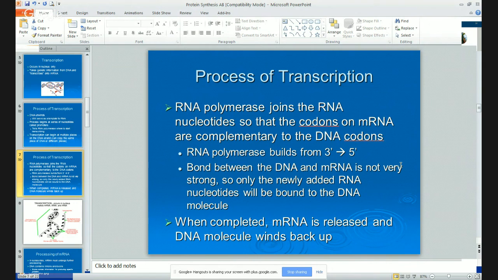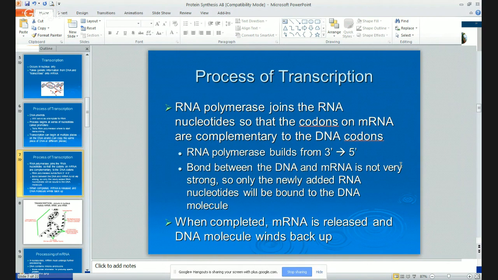So if your DNA strand reads ATGC, your messenger RNA is going to read UACG because it's complementing. Just like with DNA, it's going to build from the 3' to the 5' end, mostly so that those proteins don't run into each other in the middle of building that RNA strand.